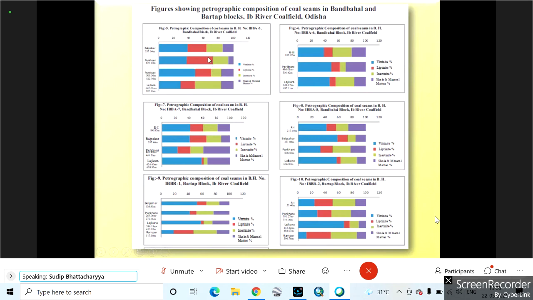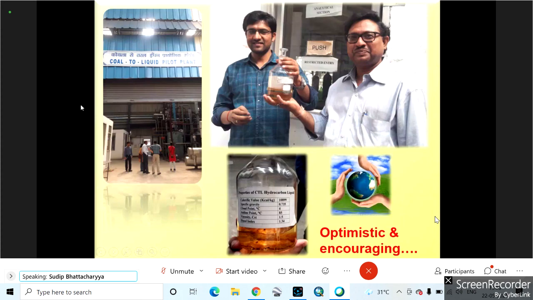The red bars are liptinite. You see here that some of your coal seams are very much enriched with this liptinite. So those coals may be used for this conversion. The conversion has been made in the CSIR lab at Dhanbad.